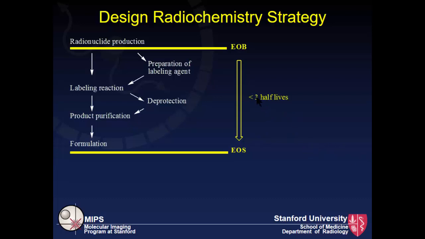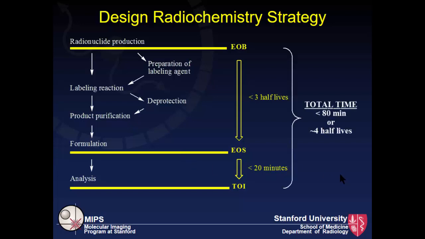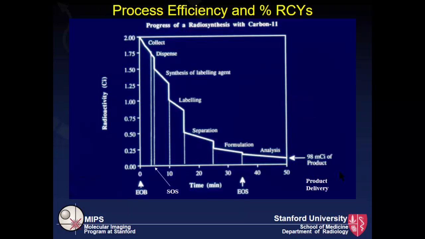This takes generally about 3 half-lives, and then there's also the required quality control to make sure it is indeed safe, that it does pass all set pre-criteria, generally over 4 half-lives. So as I described, you can have 98 millicuries of product. A different way of looking at the same process: if you started off with 2 curies of activity, that comes to almost 5% at the end of when you're ready to deliver the product.